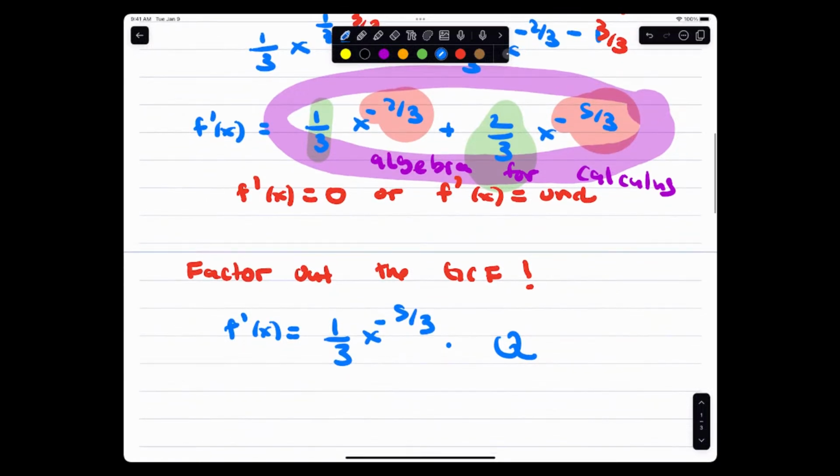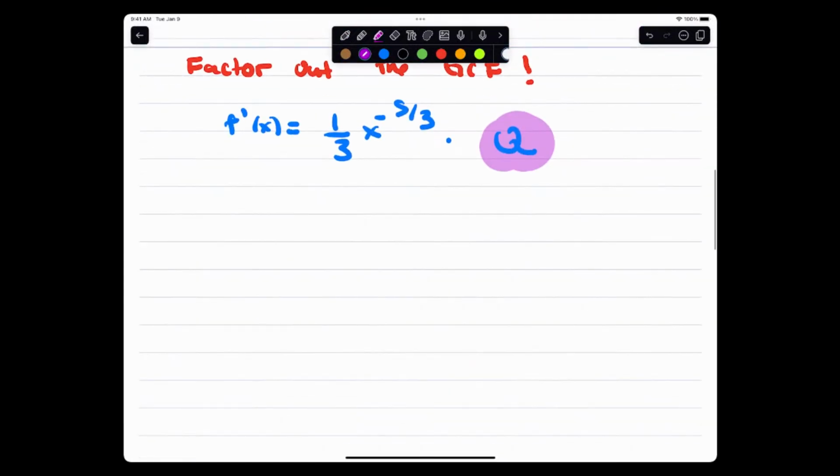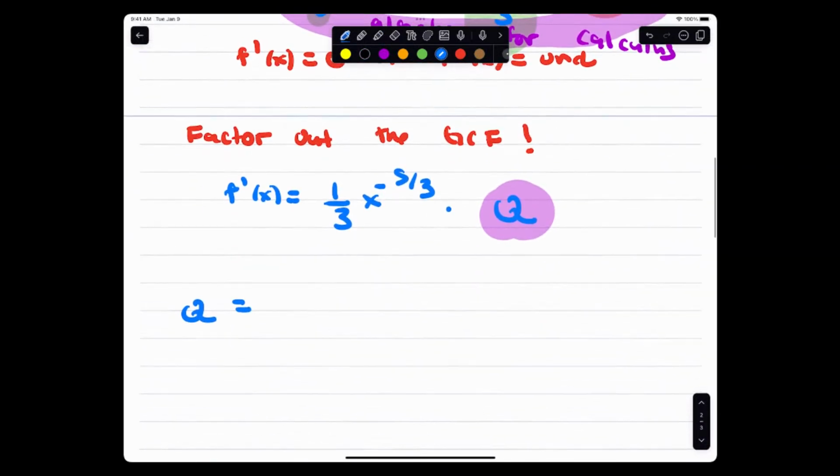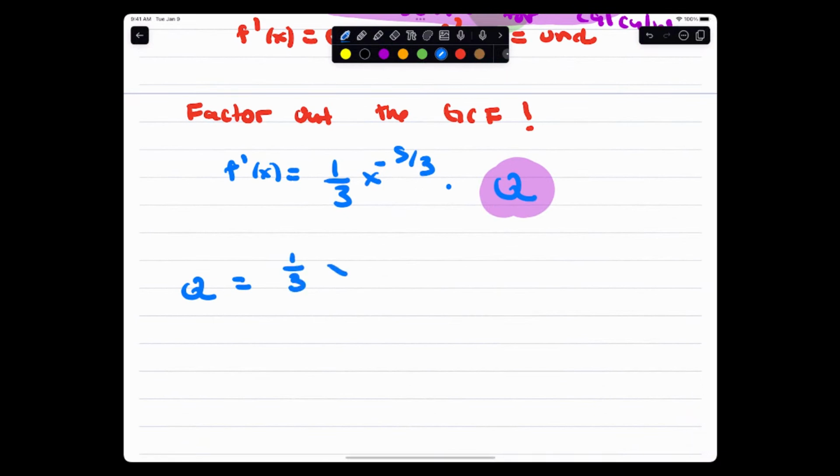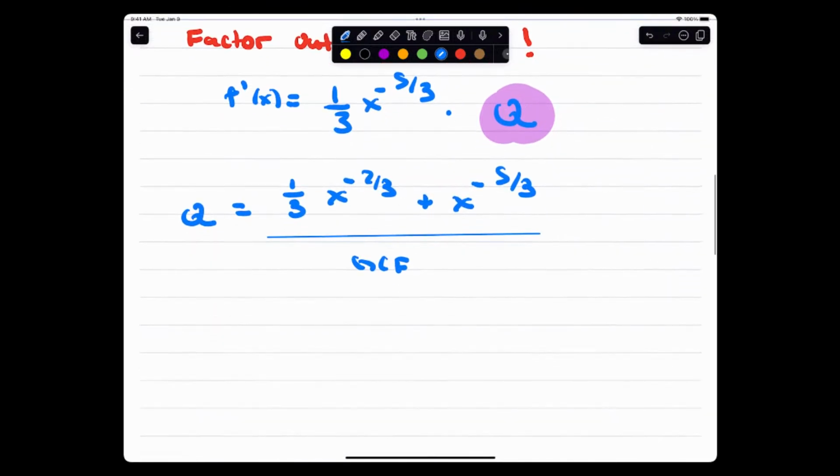Now, how do we get this thing called the quotient? Do you guys know? How do I get my quotient? In that video, Algebra for Calculus Students, I share with people how to get that quotient. It's the original question: 1/3 x to the -2/3 plus x to the -5/3, divided by the GCF. That gives you the quotient. And in this case, the GCF is 1/3 x to the -5/3.